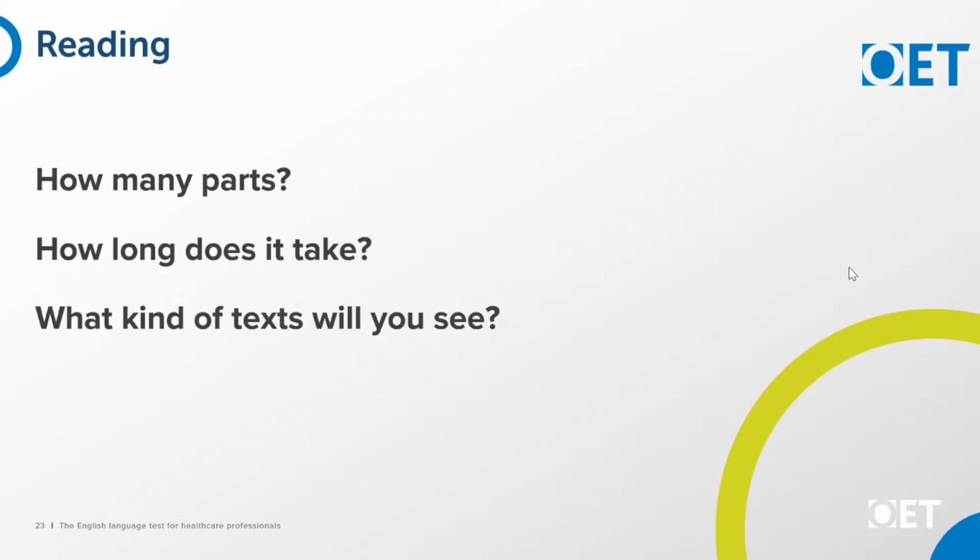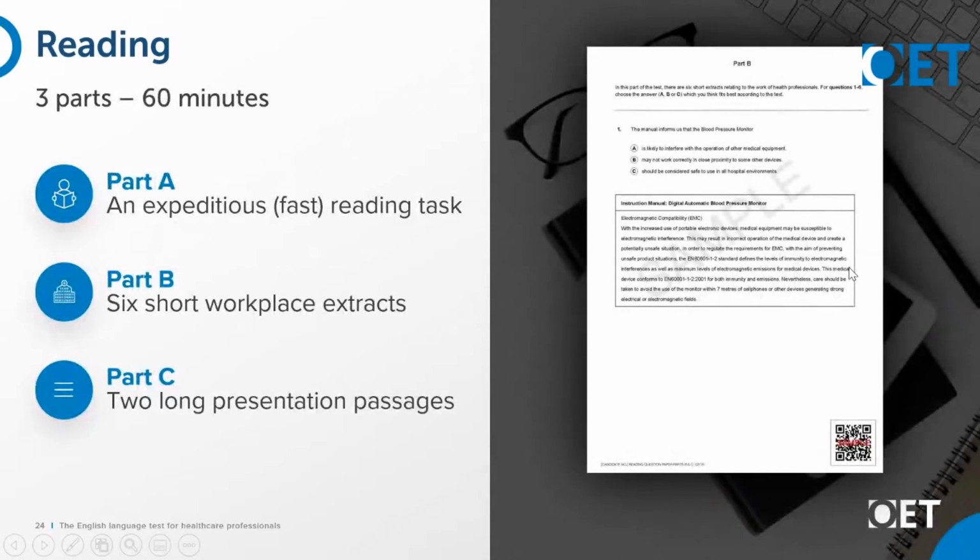So like listening, there are 3 parts to the reading test, and they take 60 minutes to complete, following a very similar pattern too. So part A of the reading test is the kind of text you deal with when consulting with a patient. You have 4 texts that are on a related topic, and your task here is to locate information quickly and answer the questions in 15 minutes.